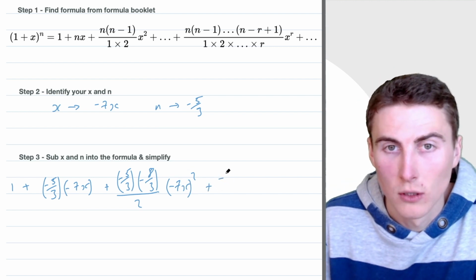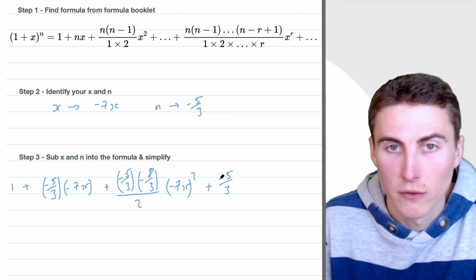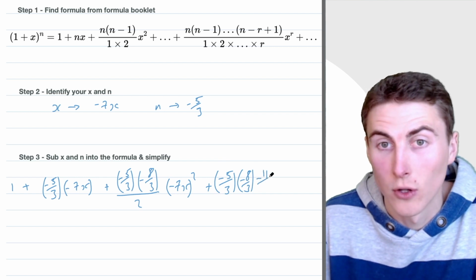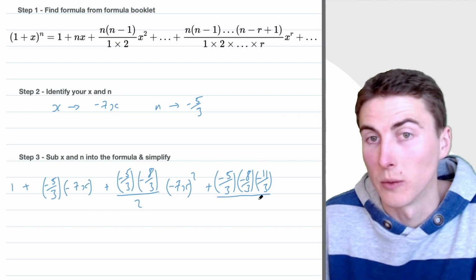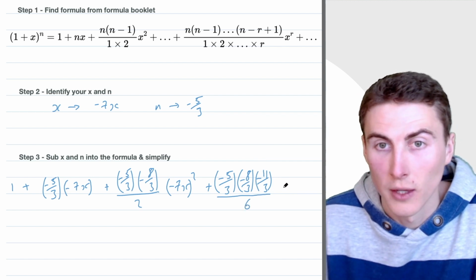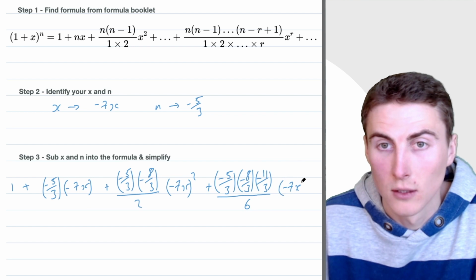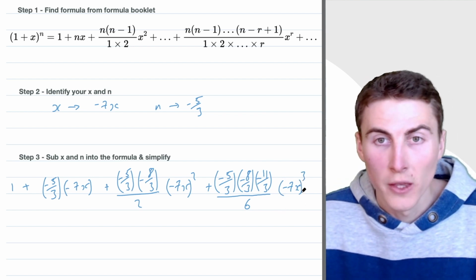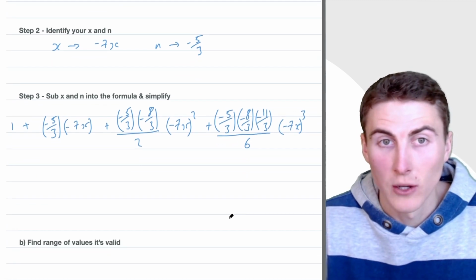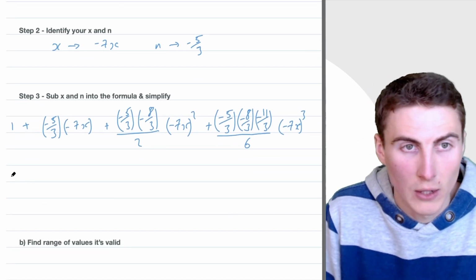And for the next one, we have minus 5 over 3. Then we're going to have minus 8 over 3. Take away another one, we get minus 11 over 3. And this is all over 1 times 2 times 3, which is 6. And this time we get minus 7x cubed. Okay, so now we can just simplify all of that. I'll just put this into the calculator.